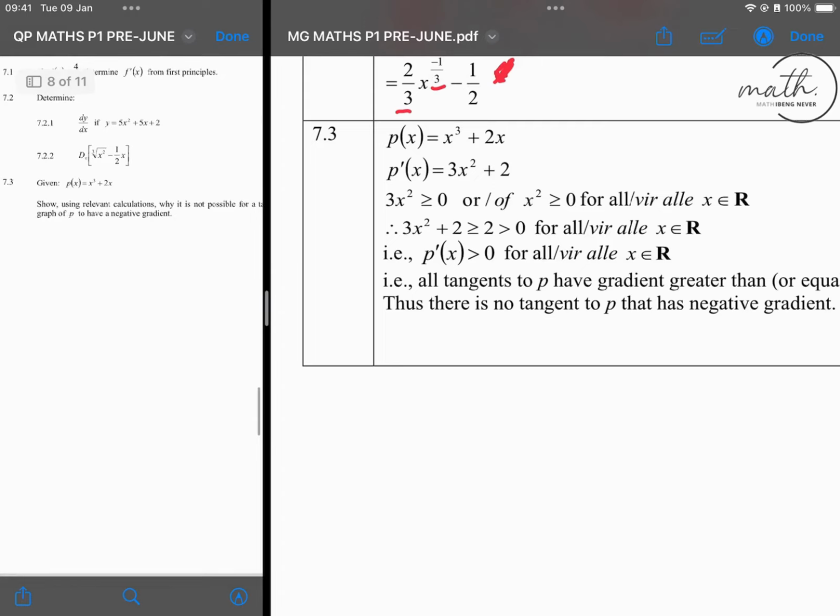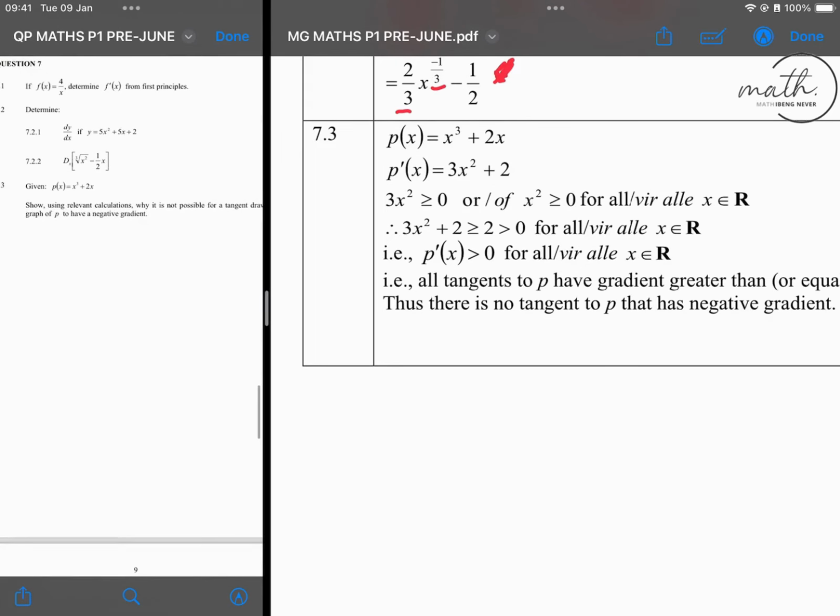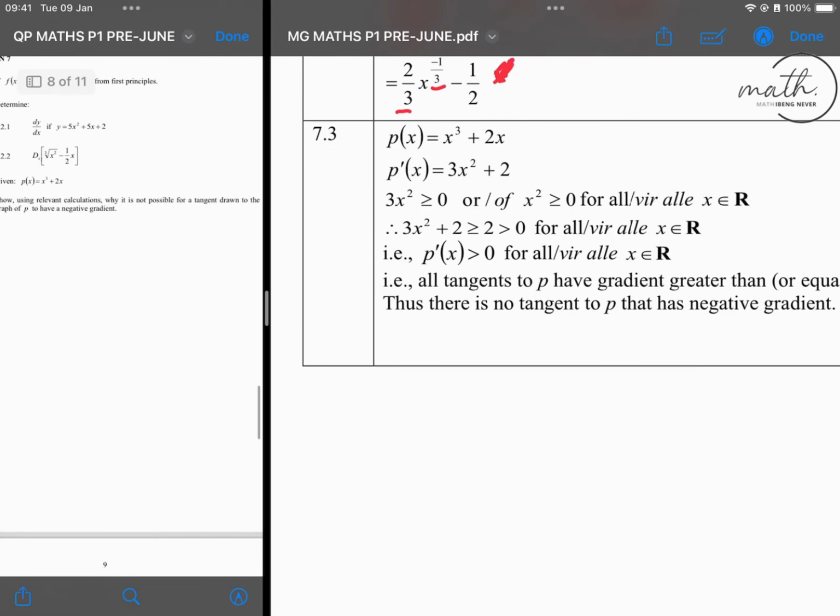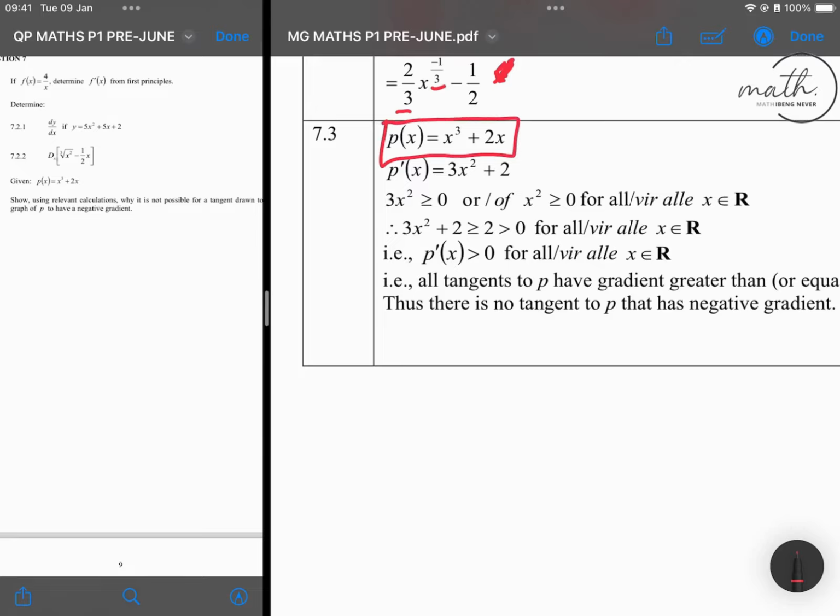7.3 says, show using relevant calculations why it is not possible for a tangent drawn to the graph of P to have a negative gradient. So they give you the equation of P. Remember, for any curve, the gradient is defined by the first derivative. So if you find the first derivative, you have an expression that will give you the gradient. There it is. Now, if you want to find the gradient at a point, you just find that x, you put it there, and then you get the gradient.